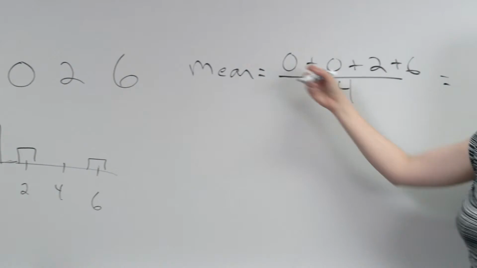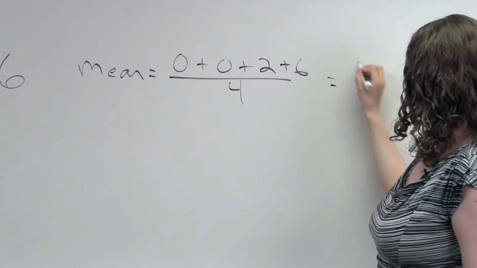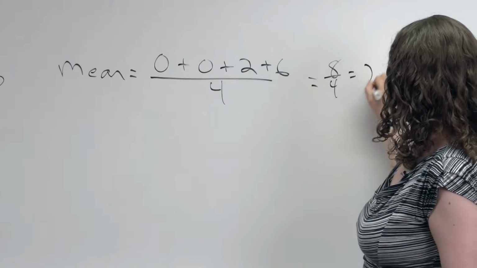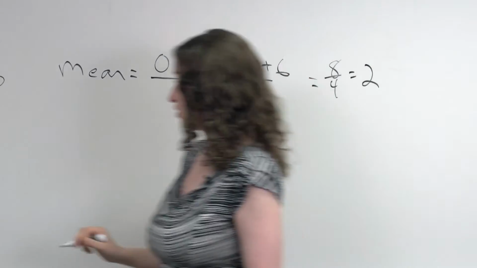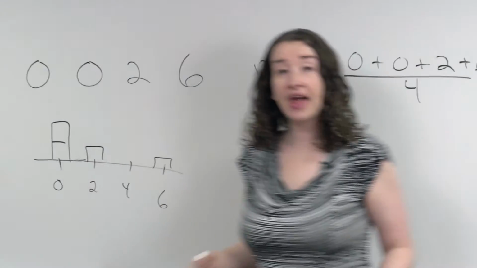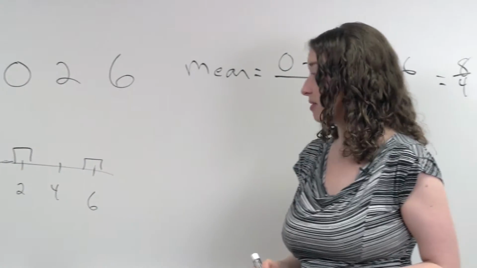And if we do this, 0 plus 0 plus 2 plus 6 is 8, divided by 4 is 2. The mean of this data set is 2. The mean is right here. That is one way to describe the pattern in my data.